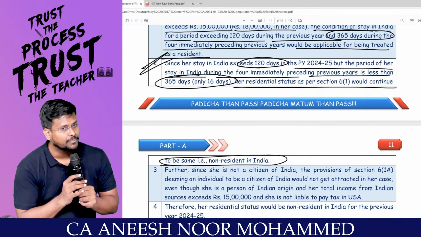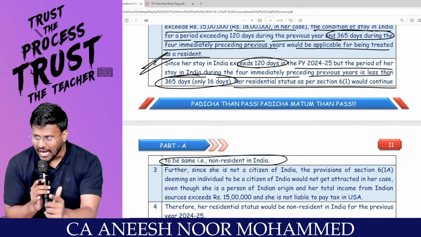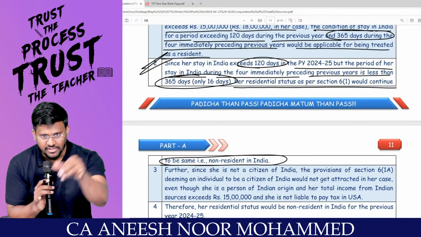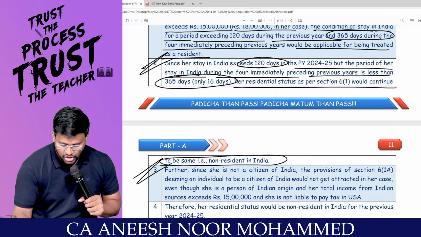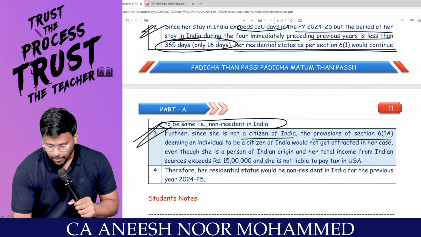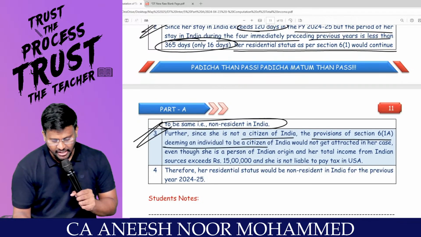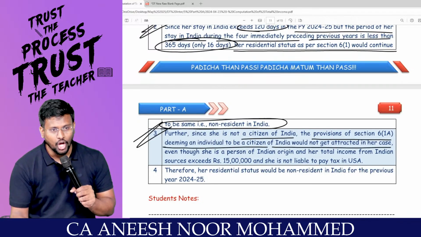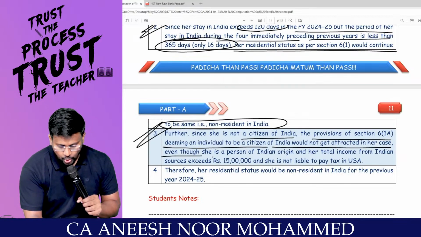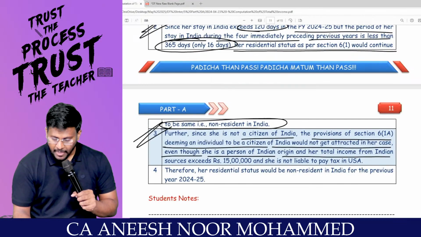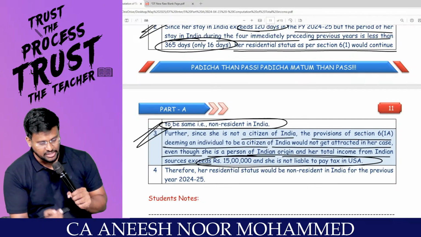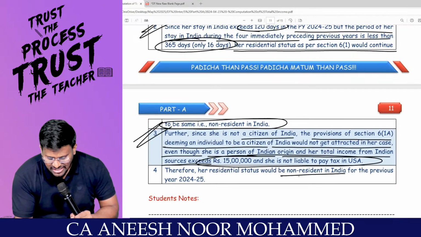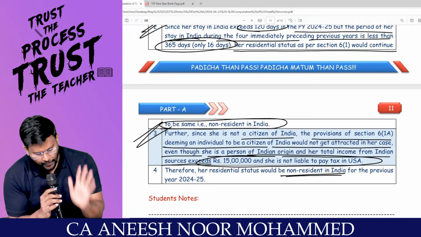That is non-resident. If 6.1 fails, apply 6.1A. Don't directly apply 6.1A. Further, since she is not a citizen of India, the provisions of 6.1A deeming an individual to be a resident would not attract in her case even though she is a person of Indian origin and her total income from Indian sources exceeds 15 lakh. She is not liable to pay tax in USA. Therefore, her residential status would be non-resident in India.